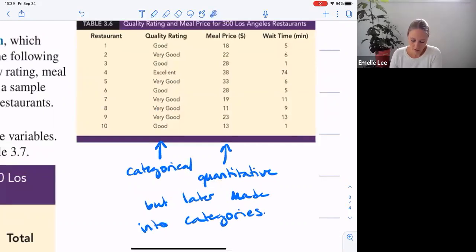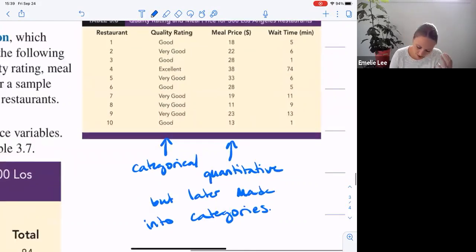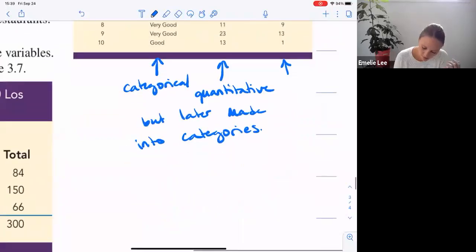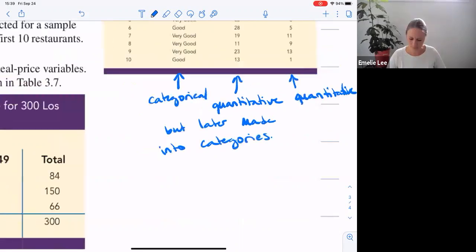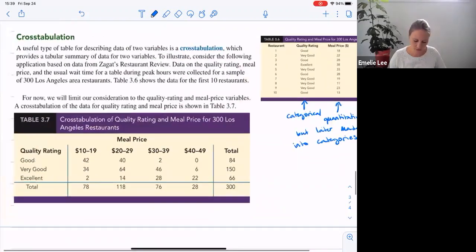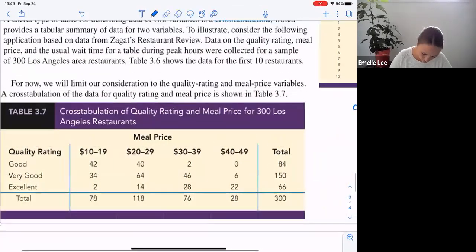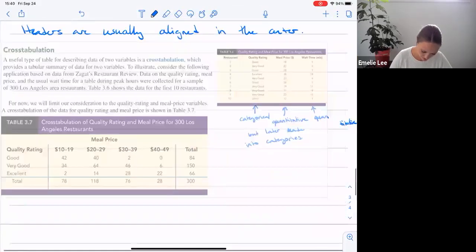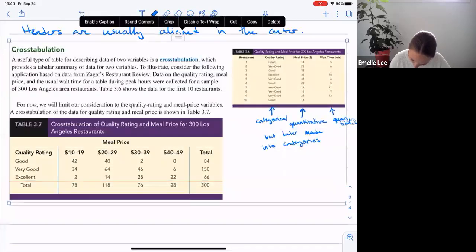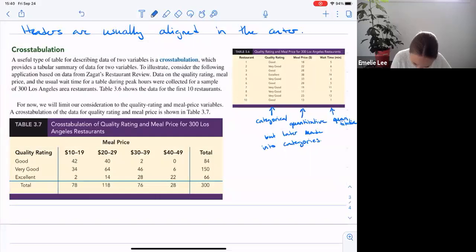And then the wait time is going to be quantitative. Again, we could create categories for the wait time as well, but for now, we're going to leave it alone. Quantitative. Okay, so what we've done is we've created this.